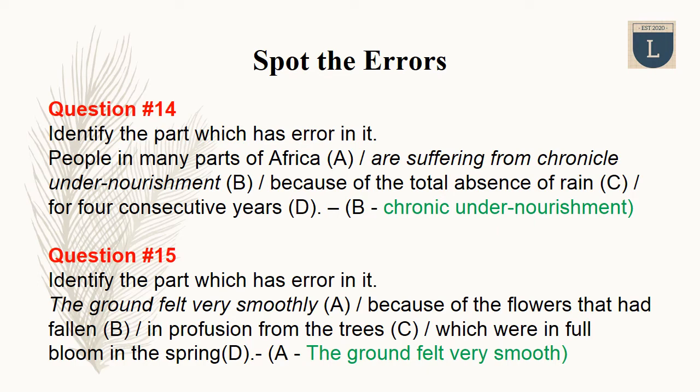The ground felt very smoothly because of the flowers that had fallen in profusion from trees which were in full bloom in the spring. So the error is in part A, yes. We should say the ground felt very smooth. The ground felt very smooth. Smooth is an adjective. Here we're supposed to use an adjective. The ground felt very smooth.